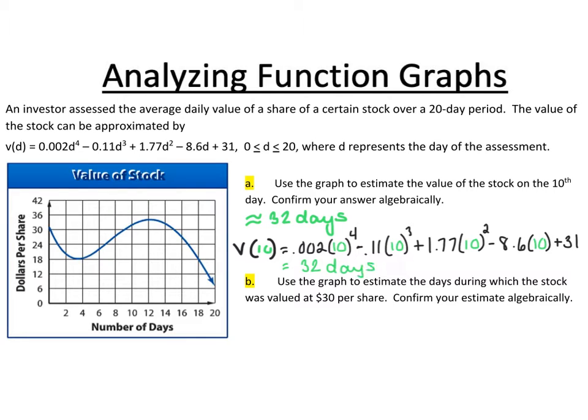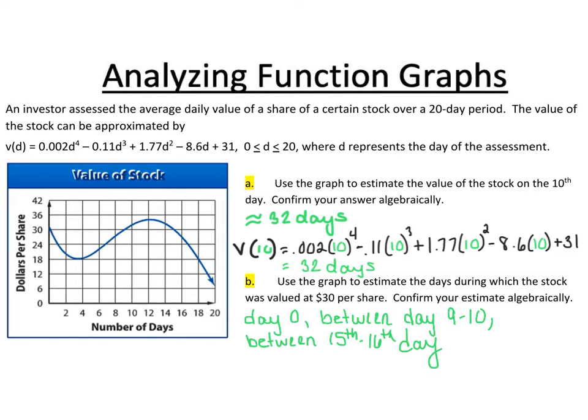And when I substitute in, I do confirm that V of 10 is equal to 32 when I compute this algebraically. Secondly, we're asked to use the graph to estimate the days during which the stock was valued at $30 per share. Confirm your estimate algebraically. Well, this is saying when is my y value equal to 30? So right here, here, and here. So I'm saying that at day 0, between day 9 and 10, and then it looks like between day 15 and 16, it is equal to $30 per share.